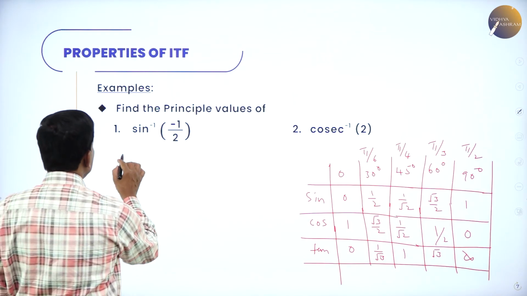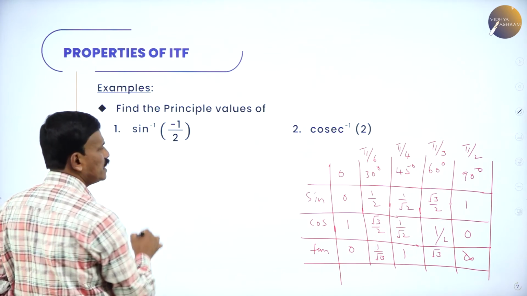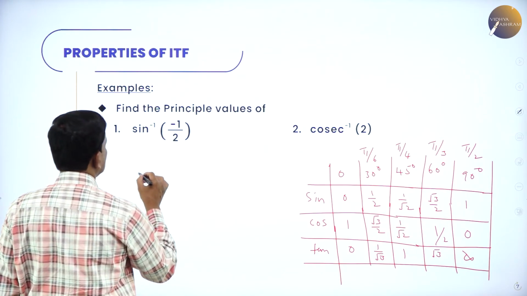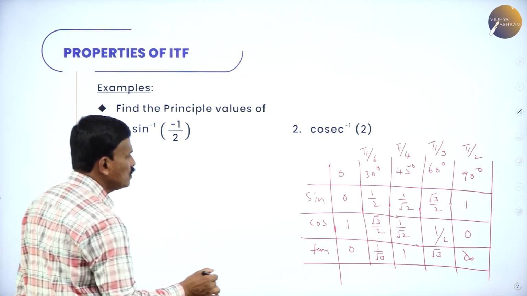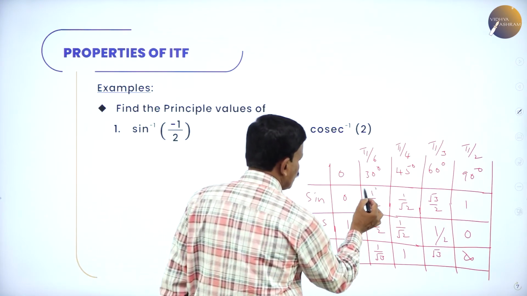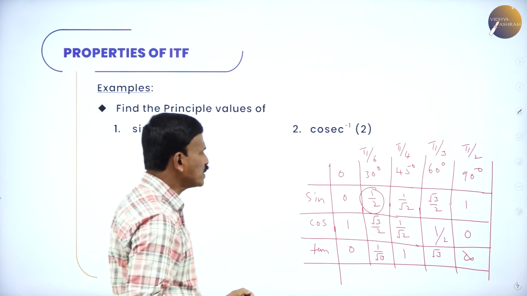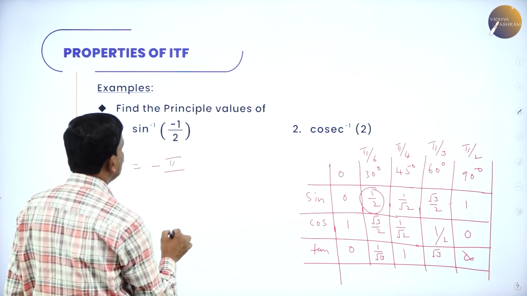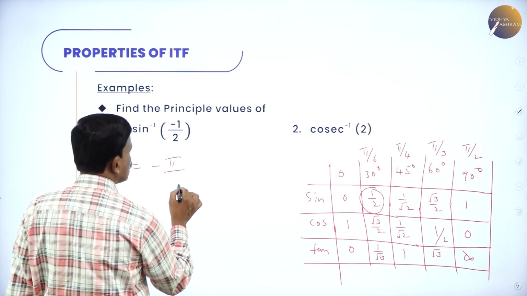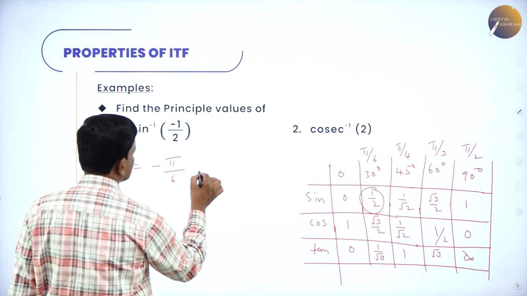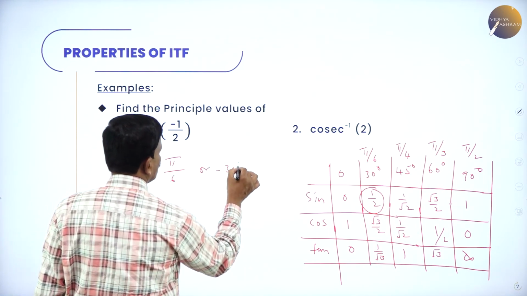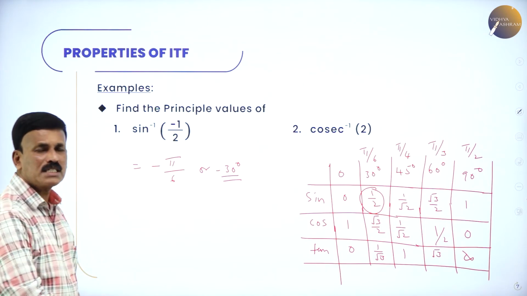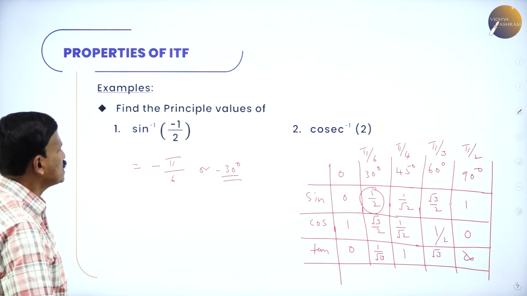Now here, what is given? The first one is sine inverse of minus 1 by 2. For sine inverse, 1 by 2 is for 30 degrees. Since this is negative, the principal value is minus of pi by 6 radians, or this is nothing but minus 30 degrees. Minus pi by 6, that is minus 30 degrees.